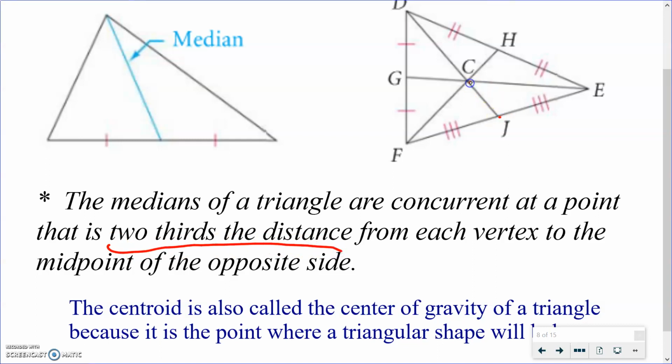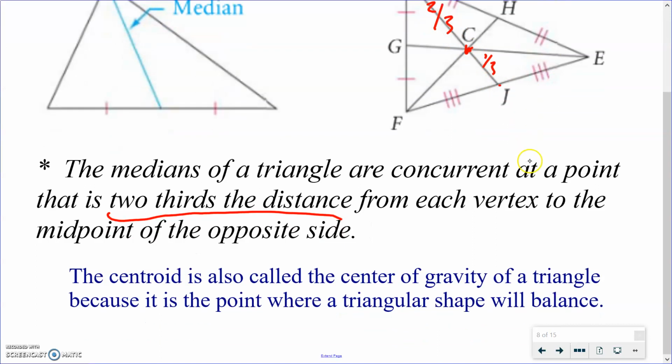So like JC is 1/3, and then CD is 2/3, okay? So this point from C to the vertex is going to be 2/3, and from C to the side is going to be 1/3, okay? It's also called the center of gravity, the centroid is. It's because if you put your finger there and tried to balance a triangle, the centroid would be that center of gravity, or the center of balance, okay?